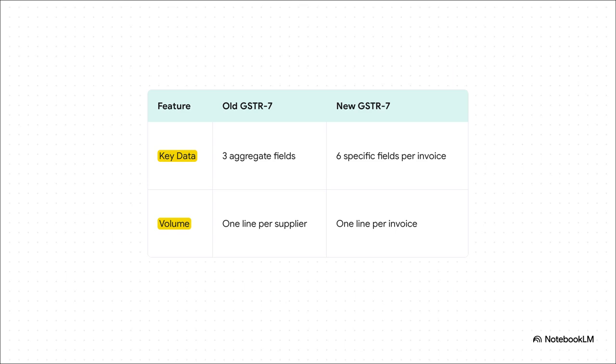And when you look at the nitty-gritty details, the change is even more stark. I mean, look at this. The old GSTR 7 needed, what, 3 key things? The supplier's GSTIN, total amount paid, and total TDS. That's it. One line per supplier. Now, the new GSTR 7 needs 6 specific details for every single invoice. You need the GSTIN, sure, but also the invoice number, date, value, the amount TDS was deducted on, and the TDS amount per invoice.